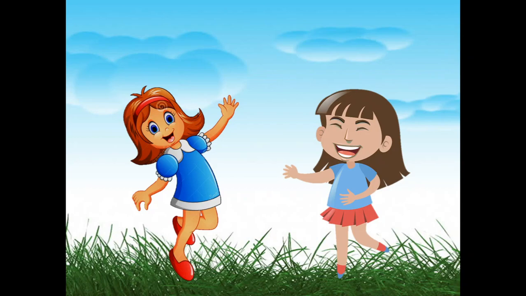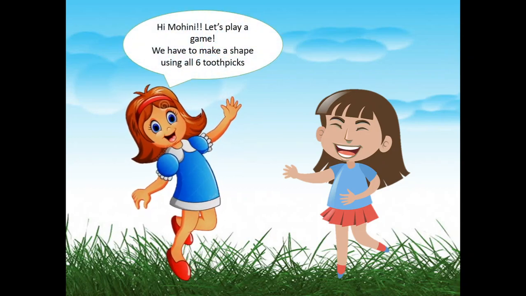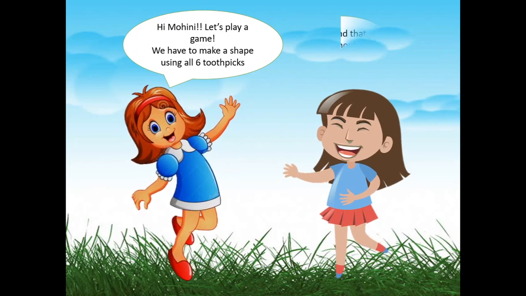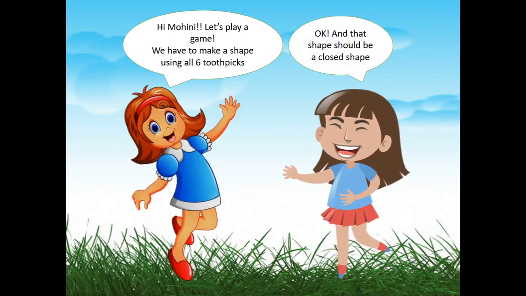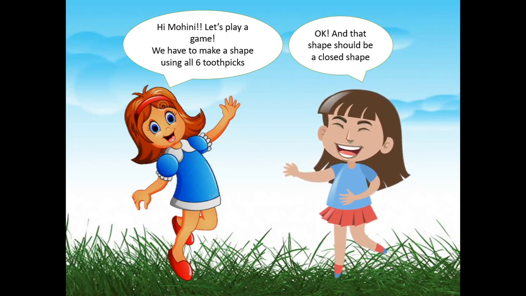Children, let's hear a story of 2 cousins named Rohini and Mohini. They love doing the same things. One day, while playing, they decided to make shapes using toothpicks and board pins. Rohini said to Mohini, "Hi Mohini, let's make a shape using 6 toothpicks." Mohini said, "Okay, but it has to be a closed shape." Both agreed and they started making their shapes.